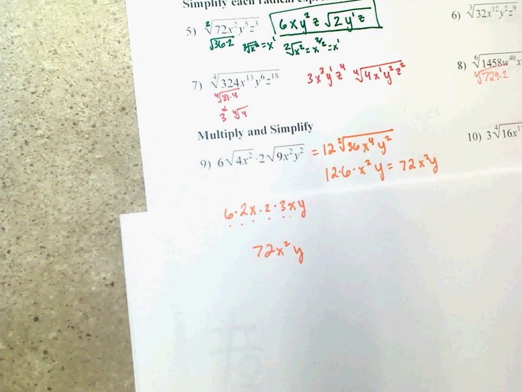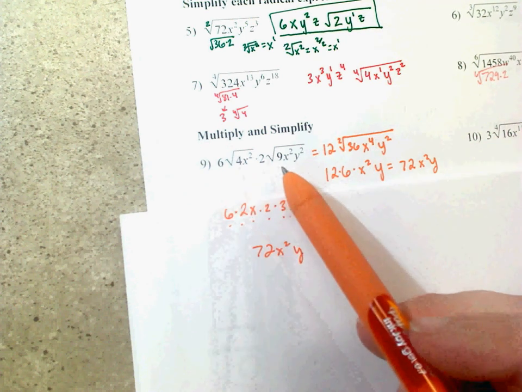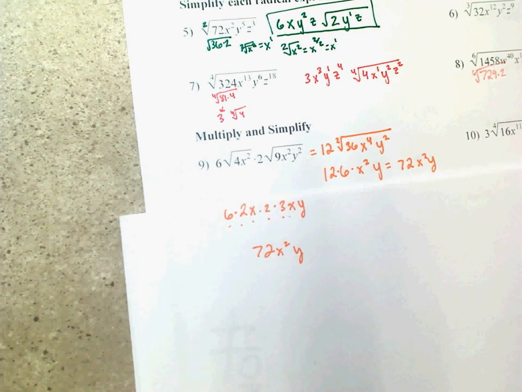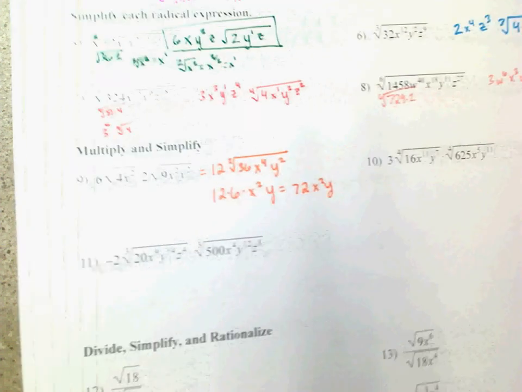If you notice that these are all perfect squares, then go ahead. You know, if it simplifies, then I would go ahead and do that. But it might or might not. It kind of depends on the problem.